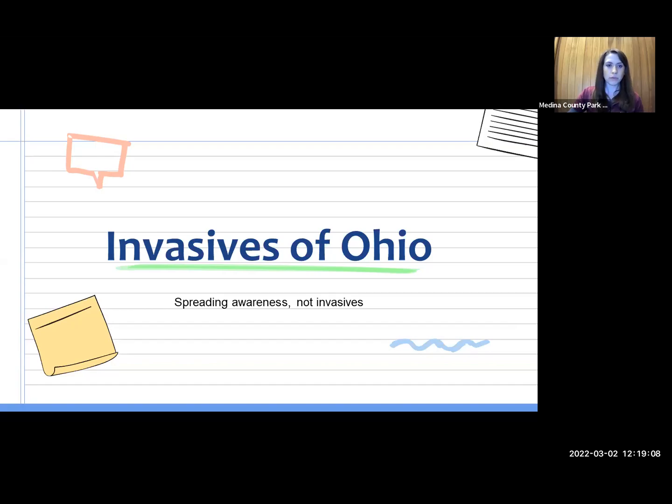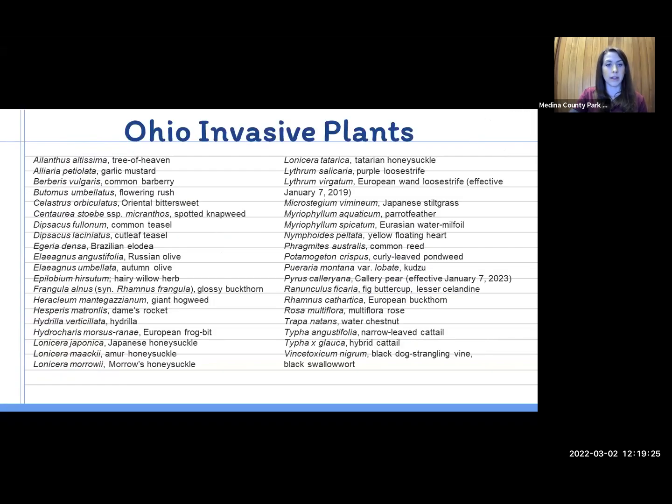Very good. So the rest of our presentation is, again, just a little bit of an overview of some of the different invasive species that are in Ohio. We won't be able to talk about every single one of them today. This is the official list of Ohio invasive plants. So this is written into legislation. There's laws preventing and prohibiting the trade, transfer, selling of any of these species.